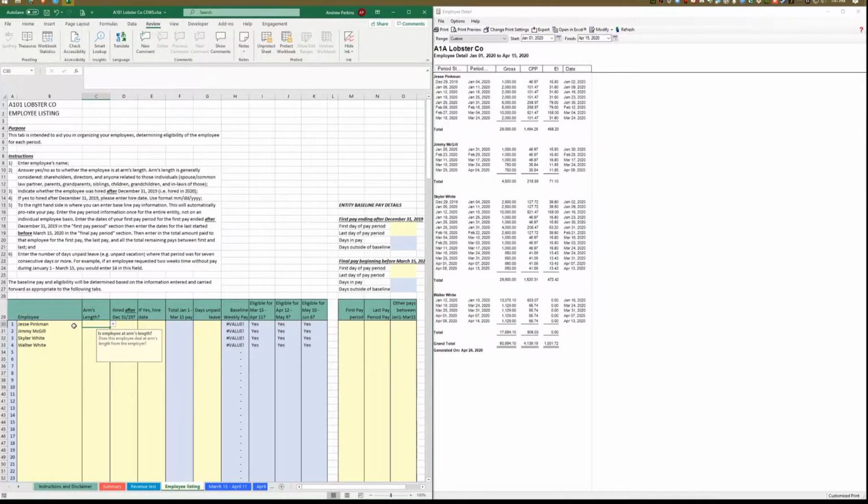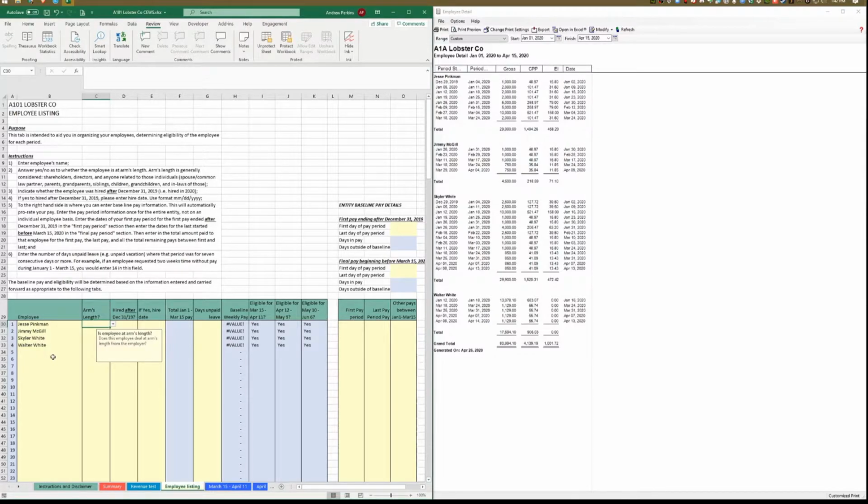Now, the next thing we're going to want to do is determine whether or not each of these employees is arm's length to the organization. In our situation here, we're going to say that A101 Lobster Co. is owned by this individual, Walter. So an arm's length employee, what is that? Generally, it's considered somebody that is related to a shareholder or director, or somebody with significant influence over the organization or who can control the organization.